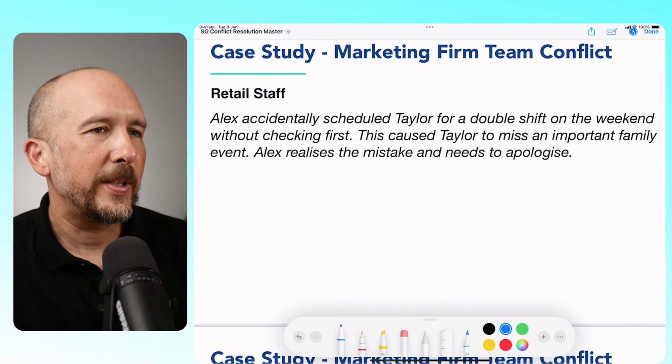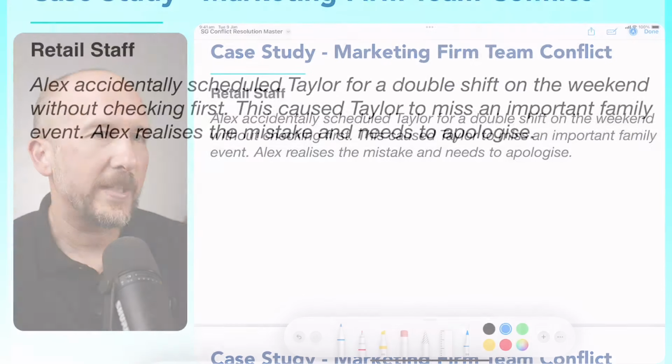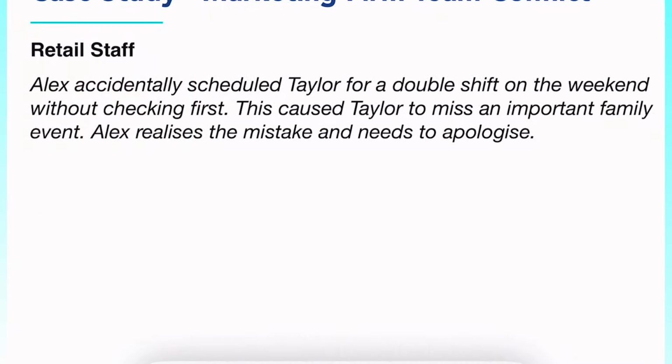So the next situation, we're looking at Alex accidentally scheduling Taylor for a double shift on the weekend without checking first. This caused Taylor to miss an important family event. Alex realizes the mistake and needs to apologise. So what would the I'm sorry look like here? It would probably just be like, I'm sorry. You could say something like, I didn't realise, or that wasn't my intention, I suppose, could go along with it as well.